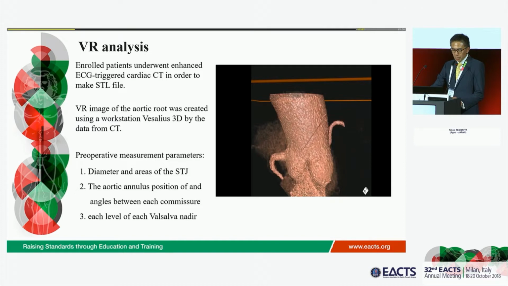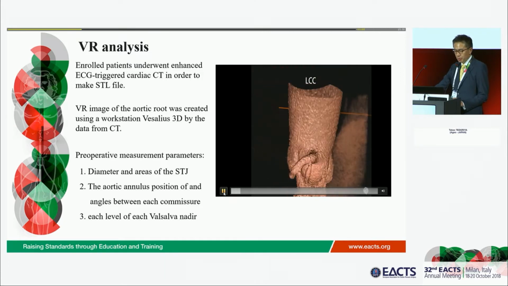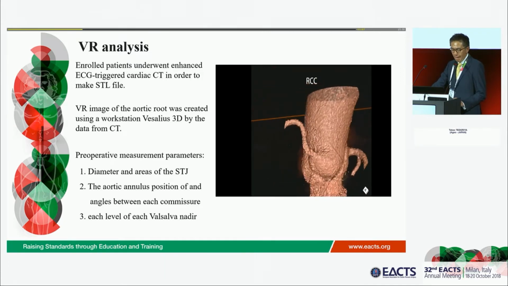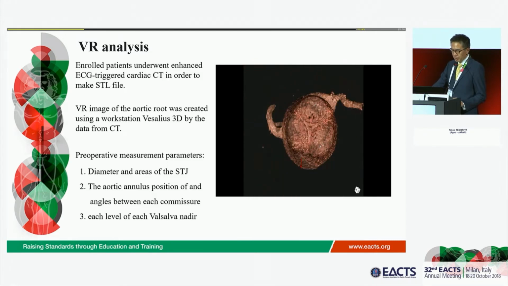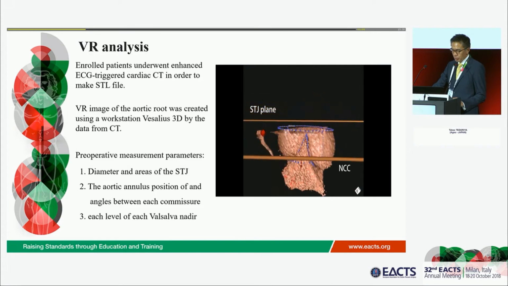So talking about VR analysis, enrolled patients underwent enhanced ECG-triggered cardiac CT in order to make STL5. A VR image of the aortic root was created using a workstation called Bizarrius 3D, from the CT data. This is an image of virtual reality. So you can see the aortic root.